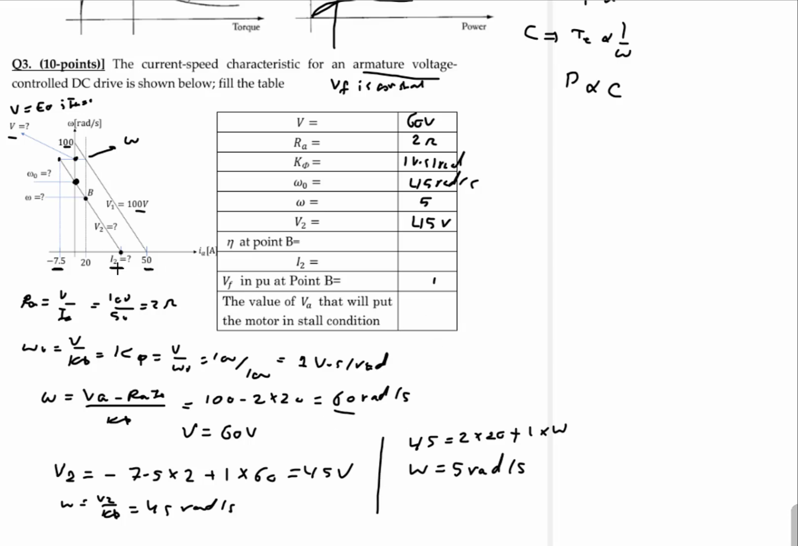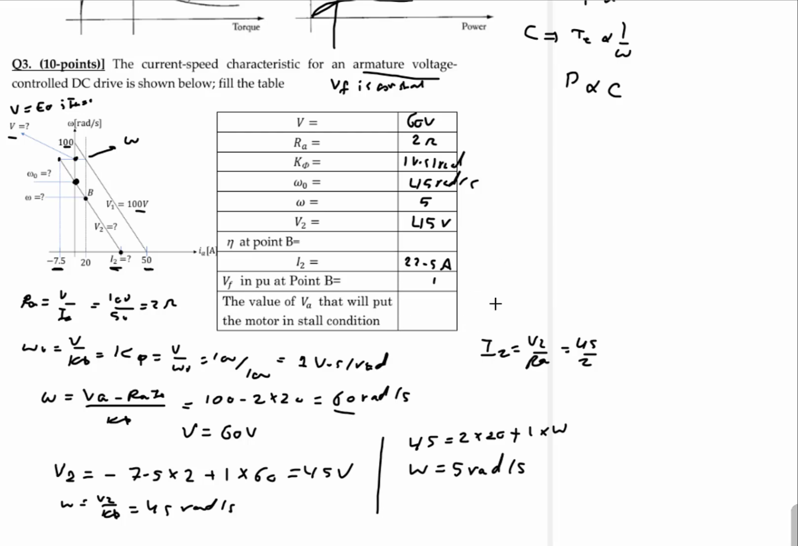Now if we need to calculate I2, then I2 will equal V2 over RA. This will equal 45 over 2. So the answer would be 20.5 ampere.